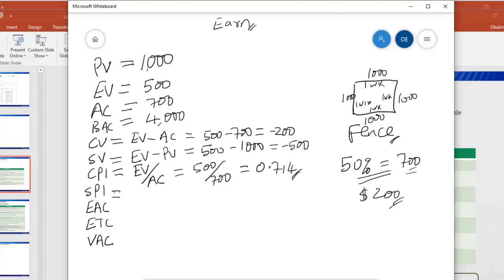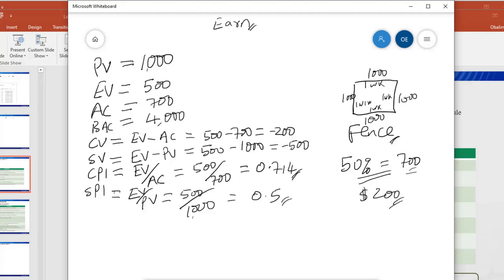And then we calculate our schedule performance index. The formula for the schedule performance index is earned value divided by planned value. In this case, it's going to be 500, which is the earned value, divided by 1,000, which is the planned value, and that will give us 0.5.